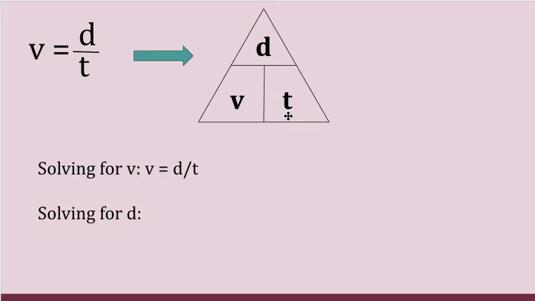If I was solving for D, I would cover up D on the triangle. And then I would be left with V and T. Since they're right next to each other, that means that we multiply them together. So D is equal to V times T. Lastly, if I was trying to solve for T, I would cover up T in the triangle right here, and I'm left with D over V. So T is equal to D divided by V.